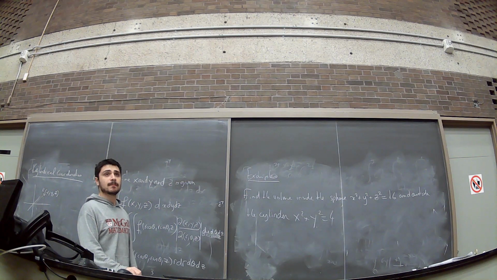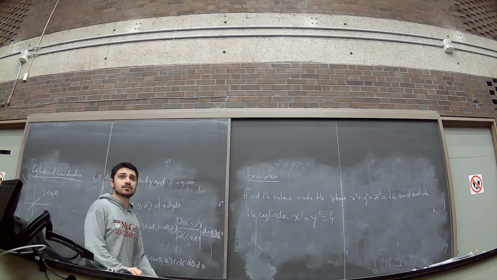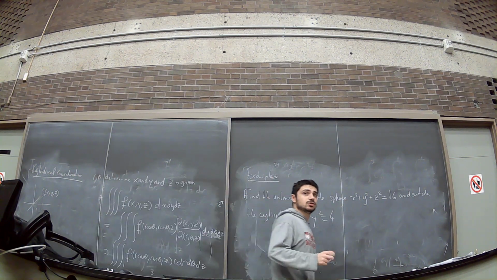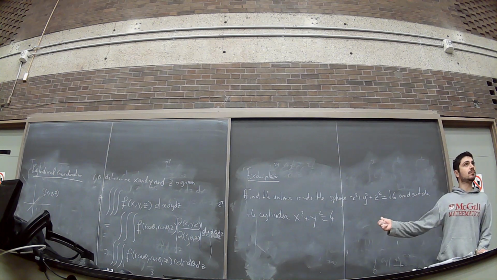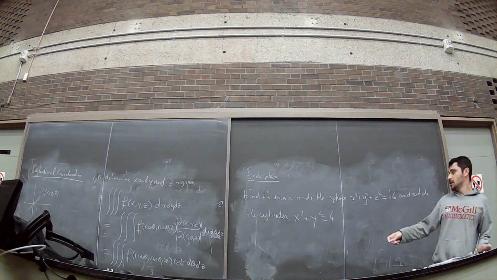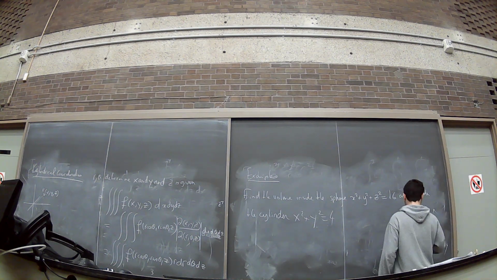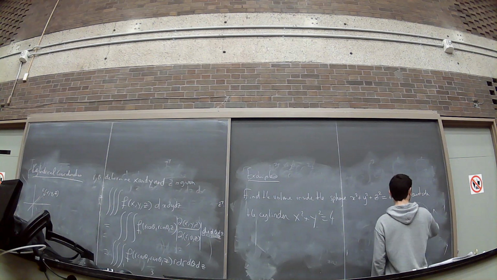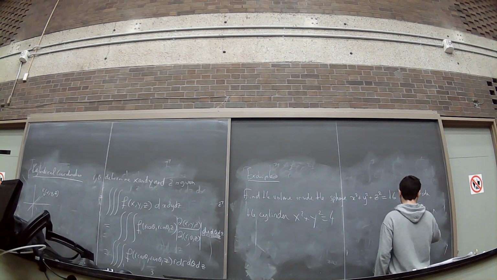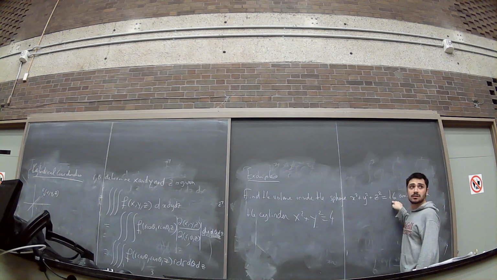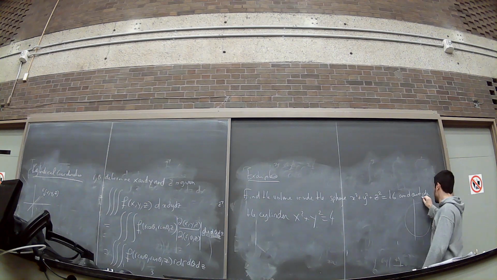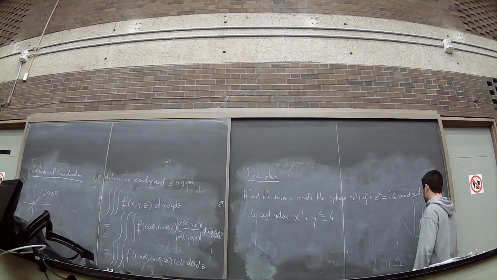Should we try this? Did you guys try it or not? Do you want to take a minute to try it, or we just sketch? Let's just sketch. I have a sphere here of radius, what is the radius of the sphere? 4. And I have a cylinder of radius 2. This is my cylinder, and this is my sphere.